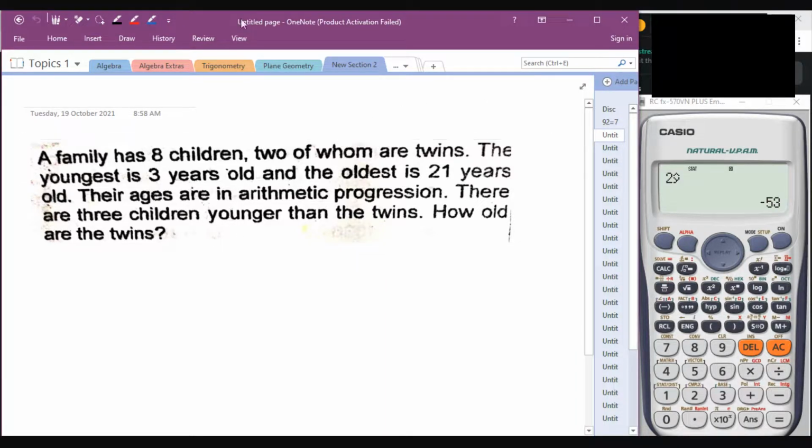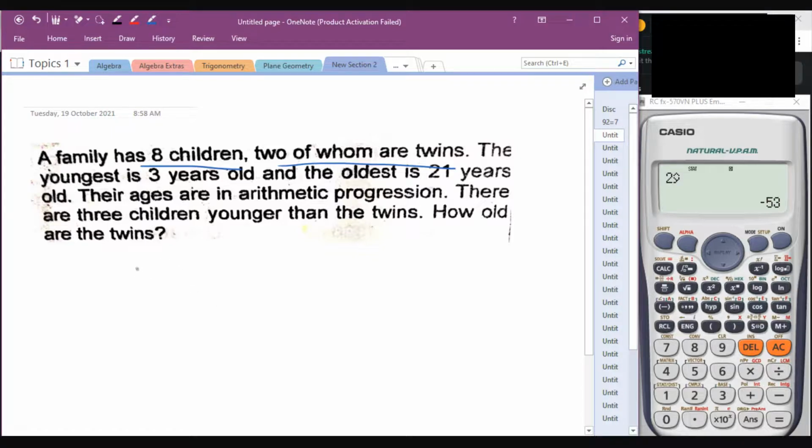Ito yung problem. A family has 8 children. Very confusing. Binasa ko, a family has 8 children, 2 of whom are twins. Dalawa daw dun kambal. The youngest, syempre, may mas matanda ba sa kambal? Di ba wala? Parehas lang sila ng edad. The youngest is 3 years old.